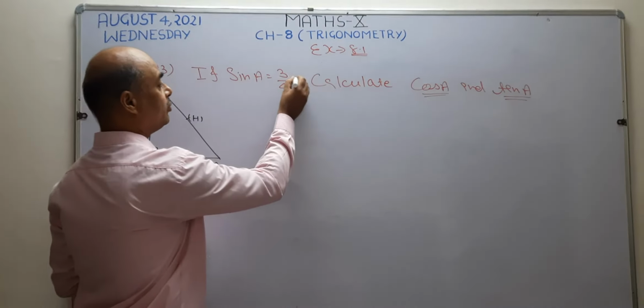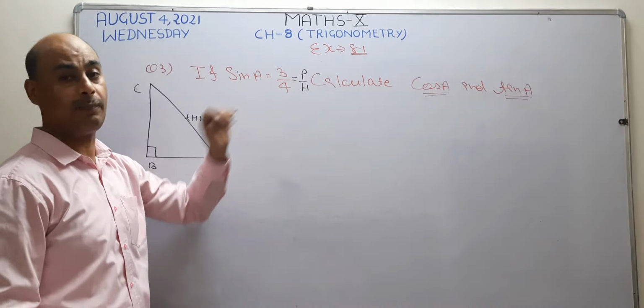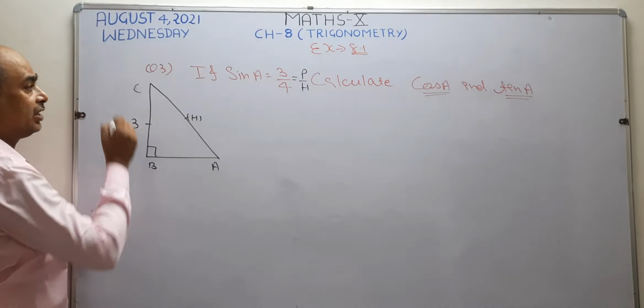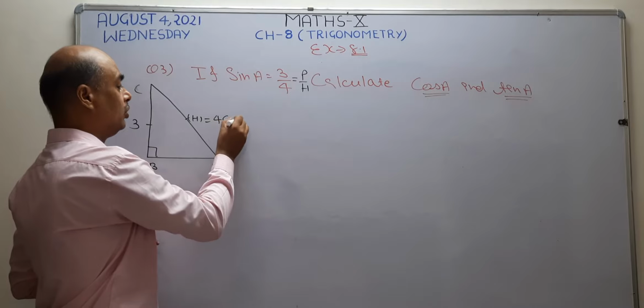Okay, sine you know. How you find the value of sine A? This is P by H. Perpendicular upon hypotenuse. It means perpendicular becomes 3. So this is your perpendicular. I write here 3. And H means hypotenuse. So this becomes 4.